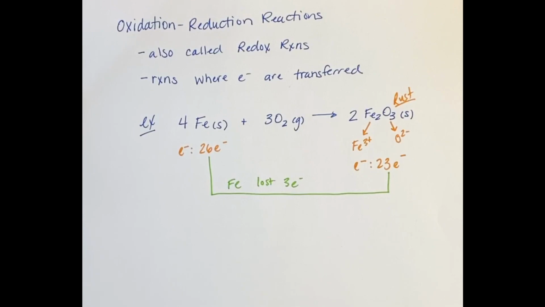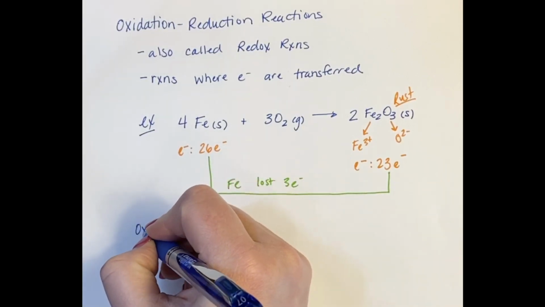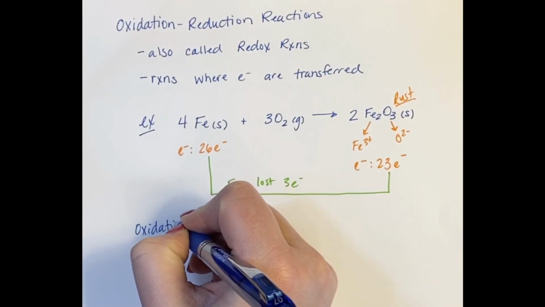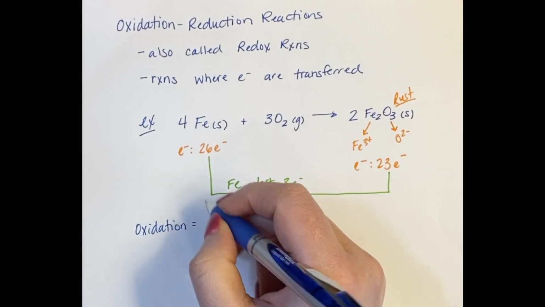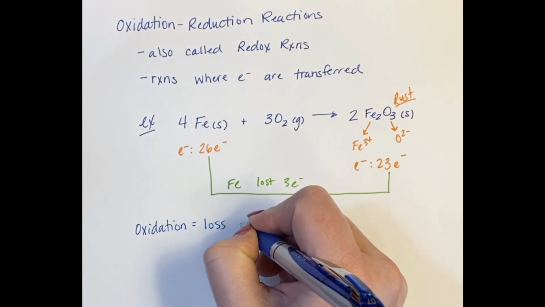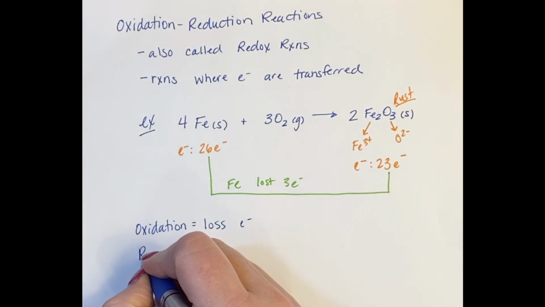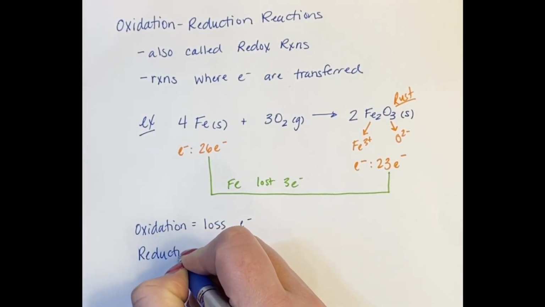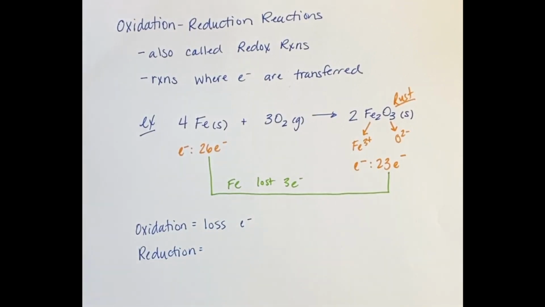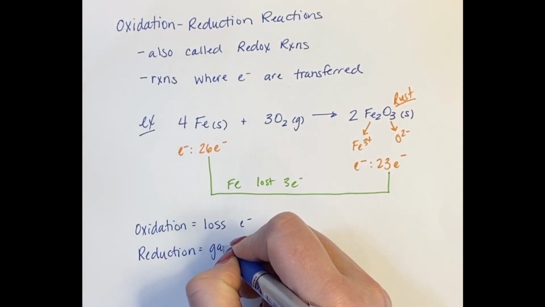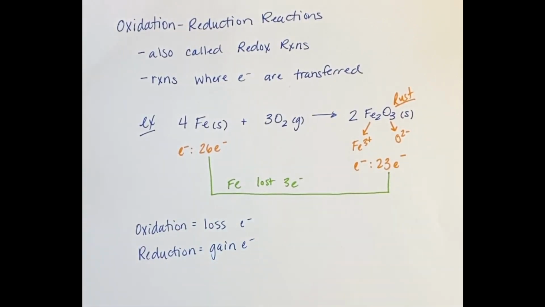In oxidation reduction chemistry, oxidation is a process where we see a loss in the number of electrons from start to finish in a reaction. Reduction is the opposite. This is where we see a gain in the number of electrons as we look at a reaction from start to finish.